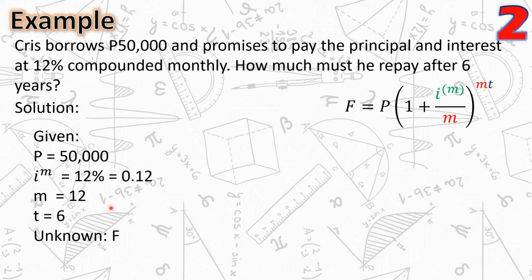So let us use the formula to substitute all the values and find F. That will be 50,000 times the quantity 1 plus 0.12 nominal rate over 12 frequency of conversion raised to 12 times 6, that is n or m times t.